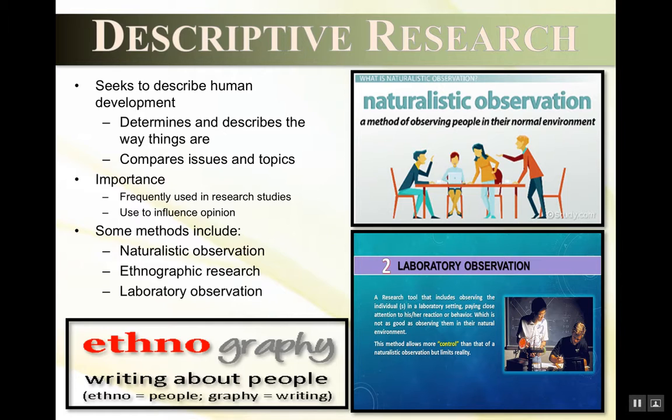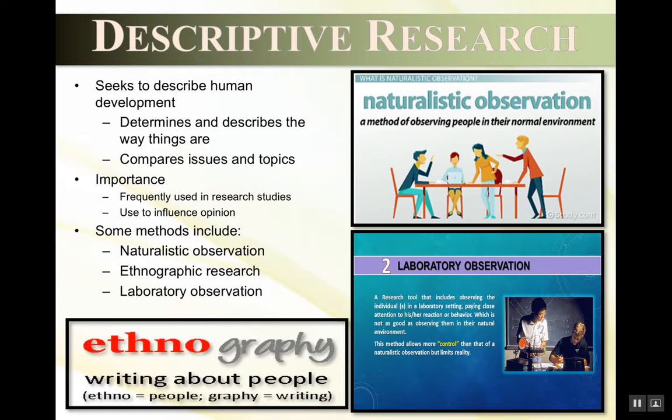Ethnographic research, which is writing about people. So you're writing and you're understanding about people's relationships, but you have to understand and observe them to be able to write about them. So this may be something known as field study, where they go in and they're intermingling with somebody in their environment so that they can write about people.